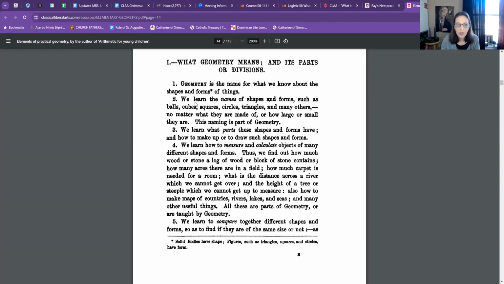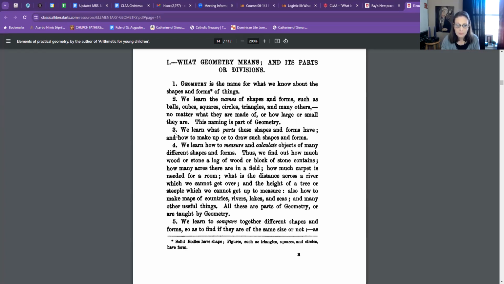Number 2, we learn the names of shapes and forms such as balls, cubes, squares, circles, triangles, and many others, no matter what they are made of or how large or small they are. This naming is part of geometry. So in geometry, we're going to learn the names of shapes and forms, such as balls, cubes, squares, circles, triangles, and many others, no matter what they are made of or how large or small they are. This naming is part of geometry. Okay, so we're going to learn about the names of shapes and forms.